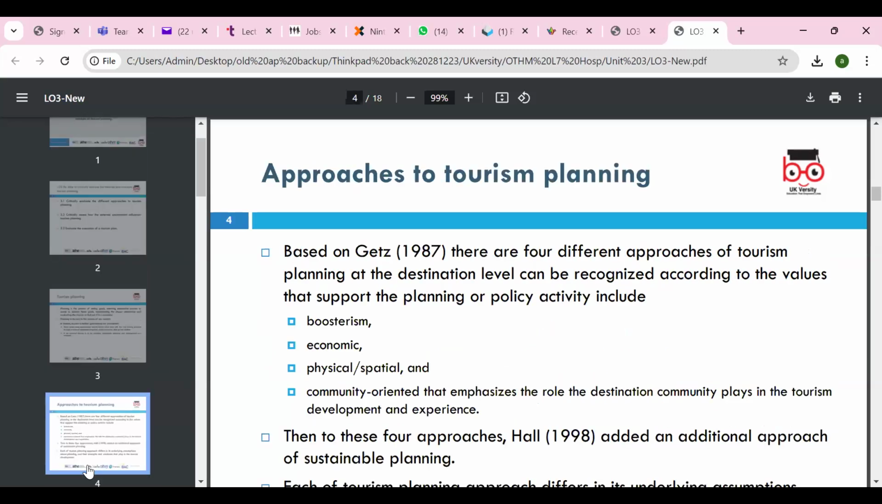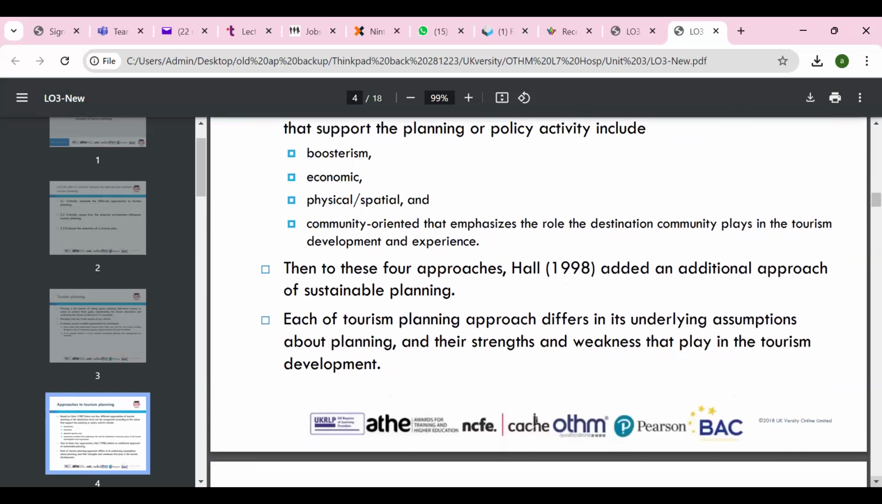Approaches to tourism planning are based on four different approaches. Planning at the destination level can be recognized according to the values and the support for the planning and policy activities: boosterism, economic, physical, and community-oriented. These are the four bases. In addition, there is the approach of sustainability planning. Each tourism planning approach differs in its underlying assumptions about planning, and their strengths and weaknesses play a key role in tourism development.